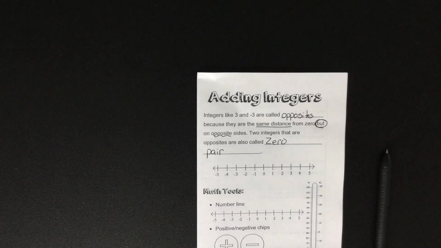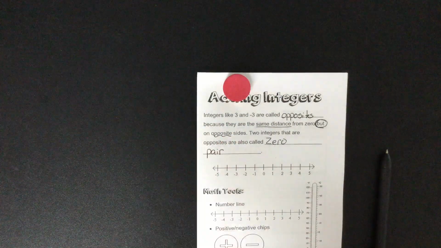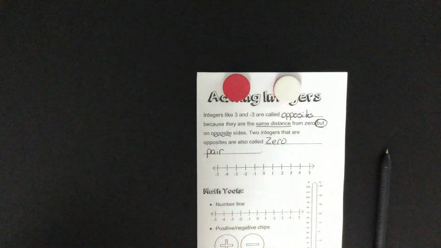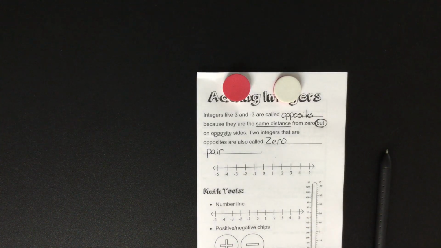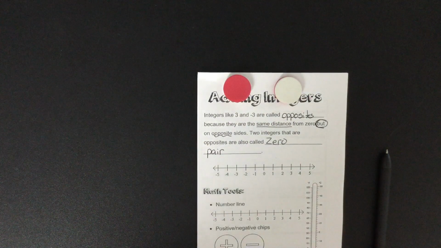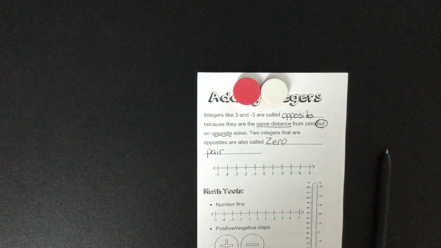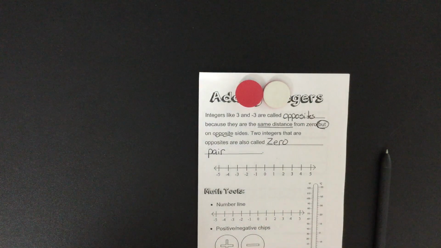So, in my color counters here, I have a negative. Red is considered to be my negative, and I have a white. When we start coloring, we are going to use red for negative and white for positive. So I have a negative and a positive. Together, they make 0 because they cancel each other out.